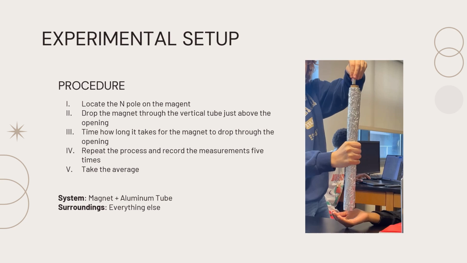For this experiment, the system is the magnet and the aluminum tube, and the surroundings are everything else. For the procedure, we located the north pole in the magnet, then we dropped the magnet through a vertical tube just above the opening, and we wanted to time how long it took the magnet to drop through the opening, and we repeated this process to have 5 different measurements, and then we took the average.